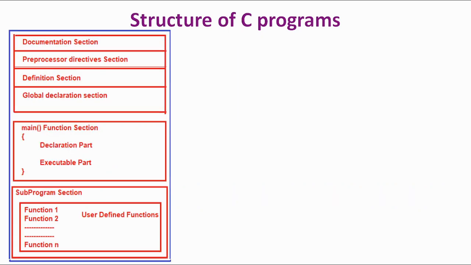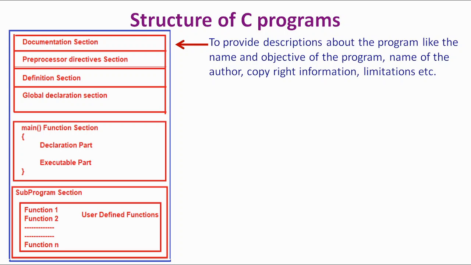This is the recommended structure of C programs. We are expected to organize the various elements of the programs as per this structure. The first section of a program should provide some description about the program. It may include the name of the program, purpose of the program, name of the person who developed it, any copyright information, and any other details that need to be documented. This section will be ignored by the compiler while it performs the compilation.